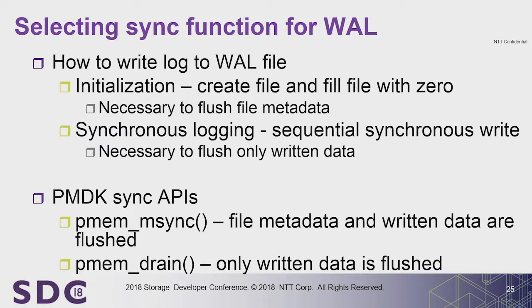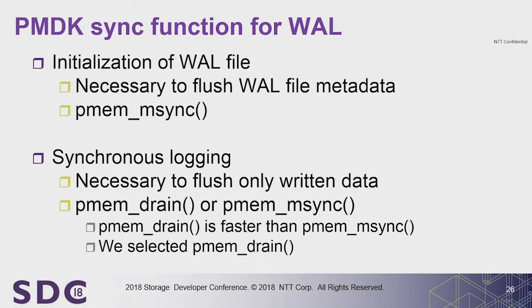PMDK provides some sync APIs, for example, pmem_sync and pmem_drain. Which sync function is better for initialization of the work file, and which is better for synchronous logging? It would be better to use pmem_sync for initialization of the work file because the file metadata should be flushed. On the other hand, neither is a problem for synchronous logging, but pmem_drain is faster than pmem_sync. So we selected pmem_drain for synchronous logging.